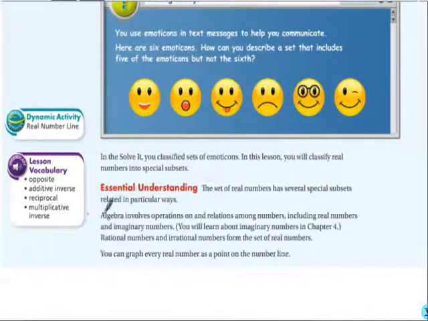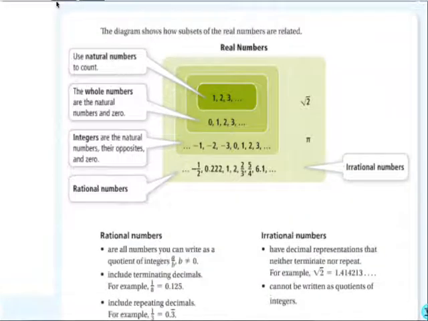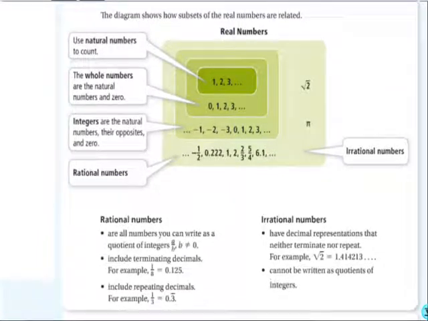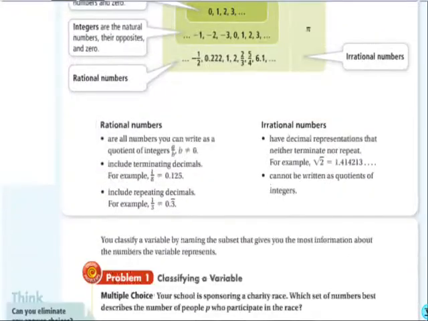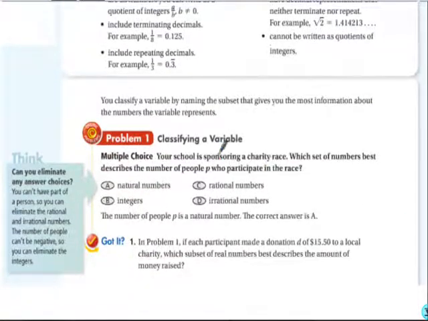This is all review, guys. This is stuff that you've done before. We're going to use words like opposite, additive inverse, reciprocal, multiplicative inverse. These are things that you've done, things that you know. The set of real numbers: there's natural, whole, integers, rational, and then irrational. Again, it's all stuff you know, review stuff for you. And then just some basic questions.